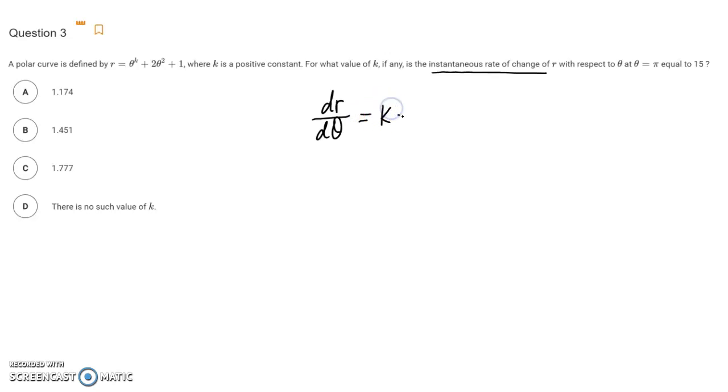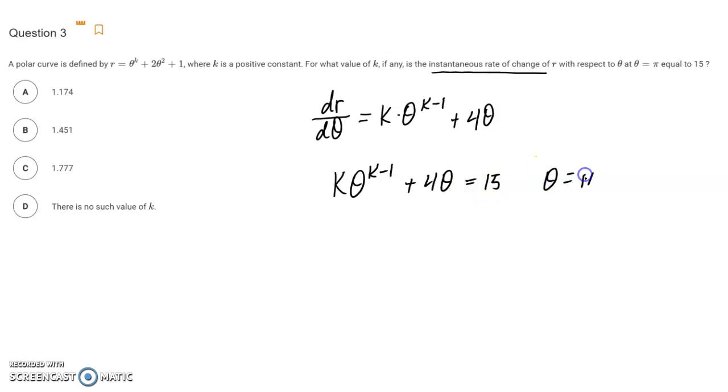So dr d theta, k is a positive constant, so I can use my power rule there. So I have k times theta to the k minus 1 power plus 4 theta. All right, that's my derivative with respect to theta. When is the derivative equal to 15? And at the time theta is equal to pi. So I'm actually going to replace both of those things at one time. Okay, let's see how long this will take me.